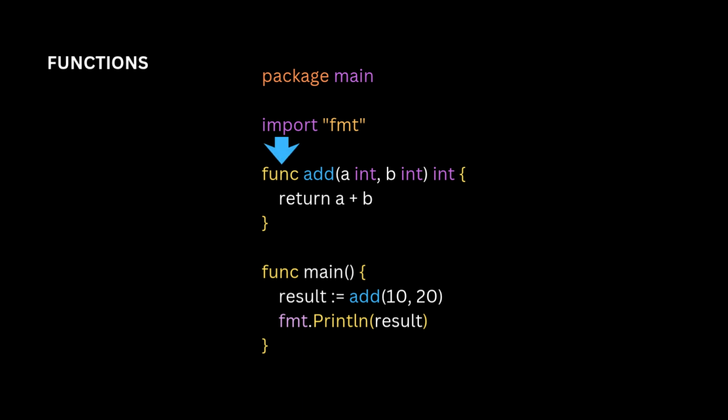Here, the func keyword is used to define a function. add is the function name. Within the parentheses, we have a followed by its data type, so a is of integer data type and b is also of integer data type. Together, they are called the parameters. And after the closing of the parentheses, we have another int. This is the return type of the function.